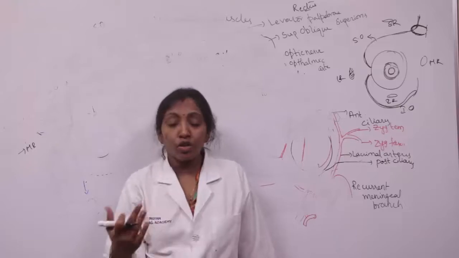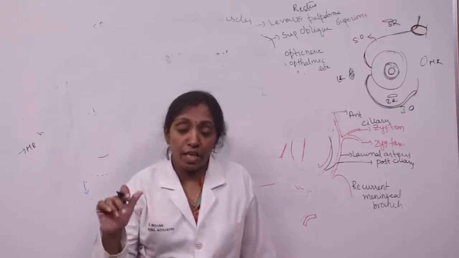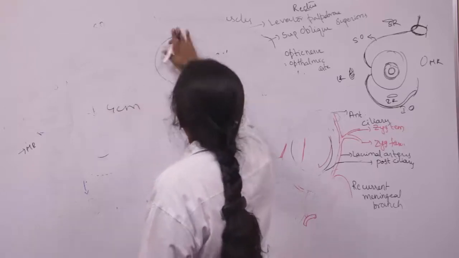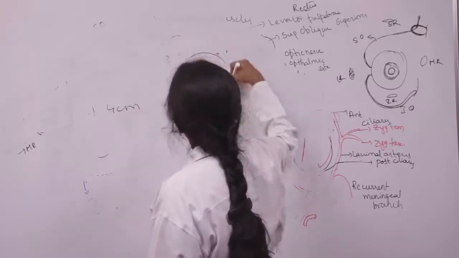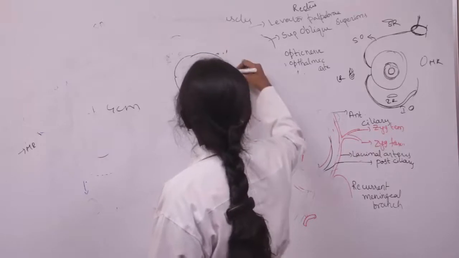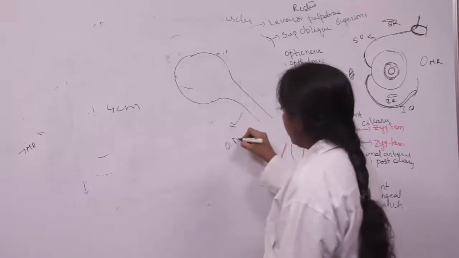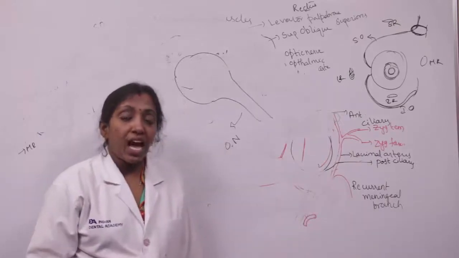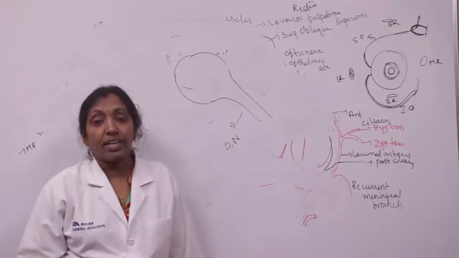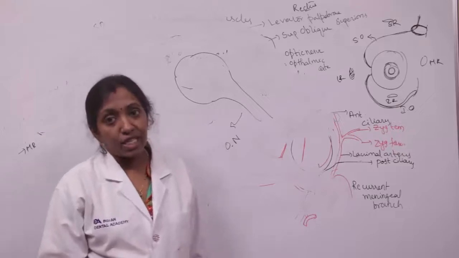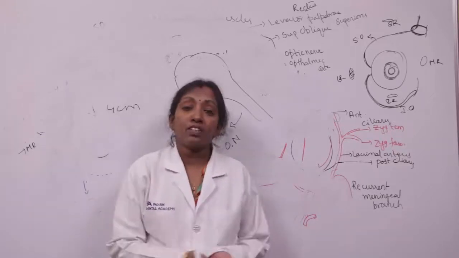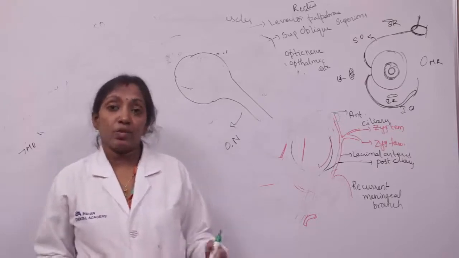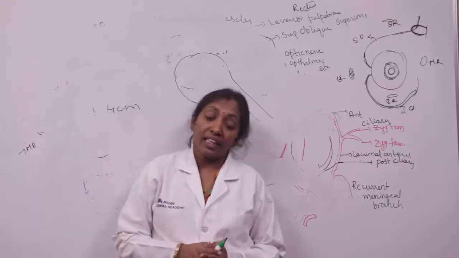The optic nerve is about 4 centimeters long. This is the optic nerve. It runs backwards and enters the optic canal, and from the optic canal it enters the middle cranial fossa to reach the optic chiasma. In the optic chiasma, 53% of the nerve fibers decussate.